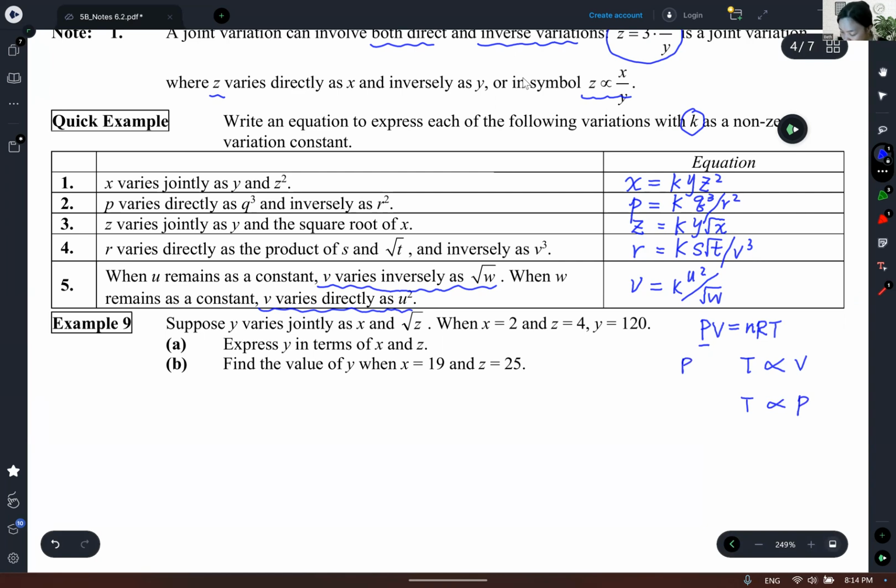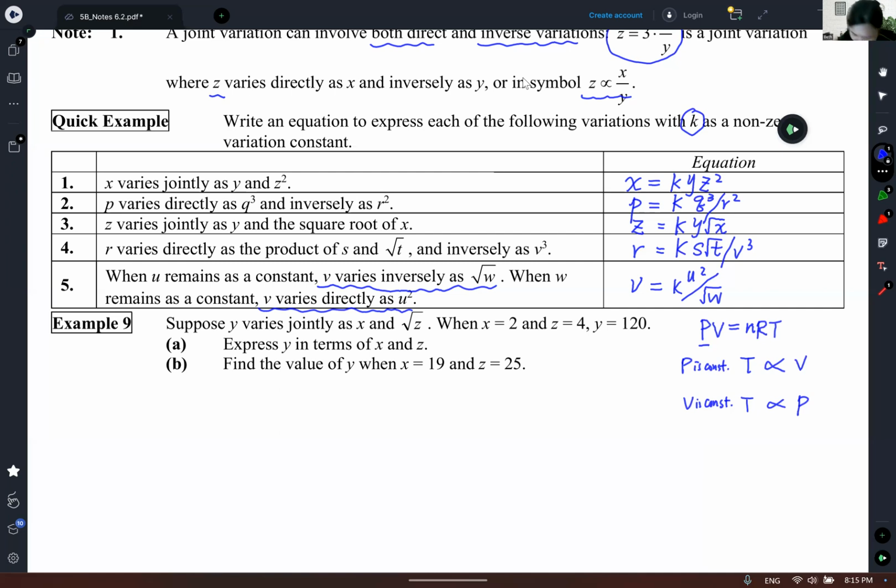Now, this is when P is a constant. This is when V is constant. I can describe the variation separately. Now, T varies directly as V, T varies directly as P. But when we put them together, I can say T varies jointly with P and V. Or I can say, T varies directly as P and V. Do you see what I mean?